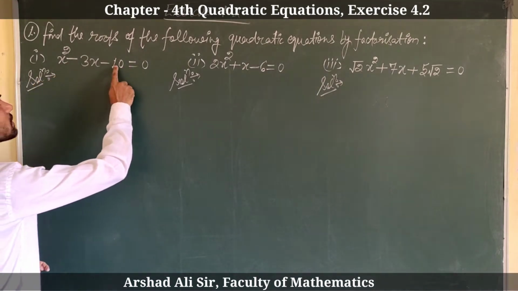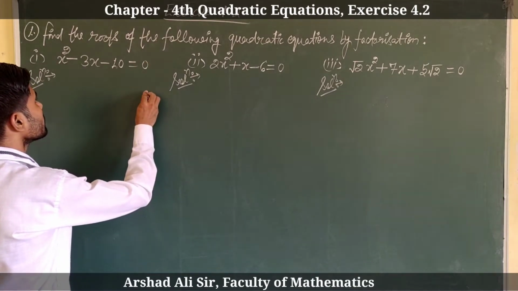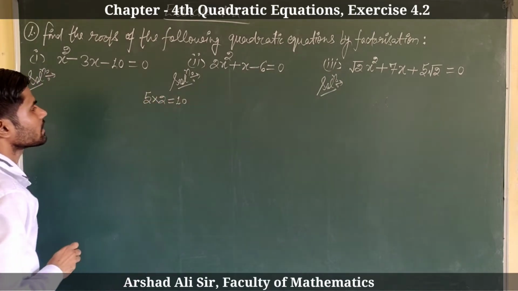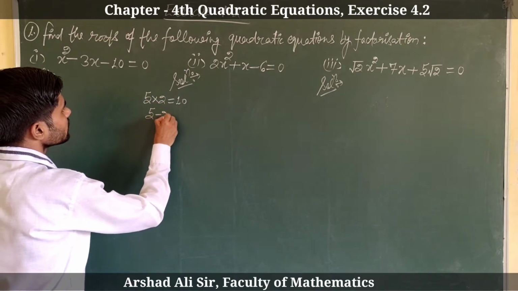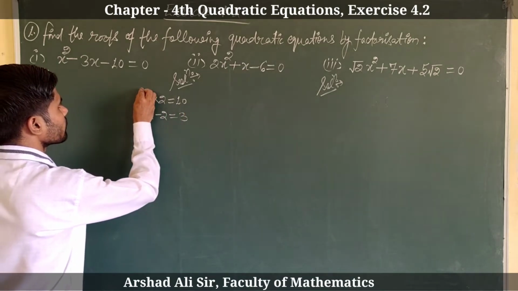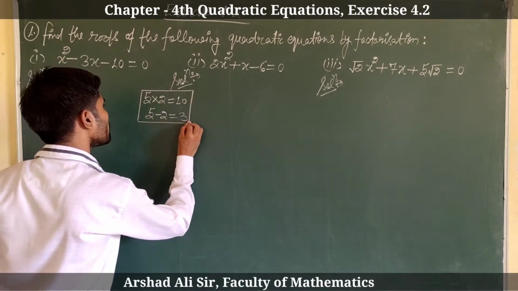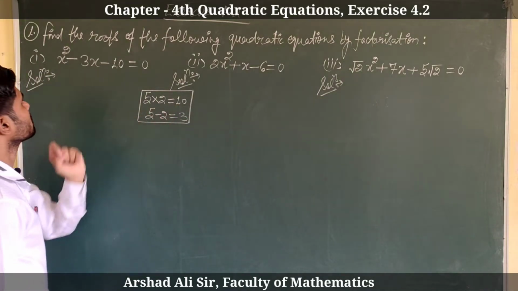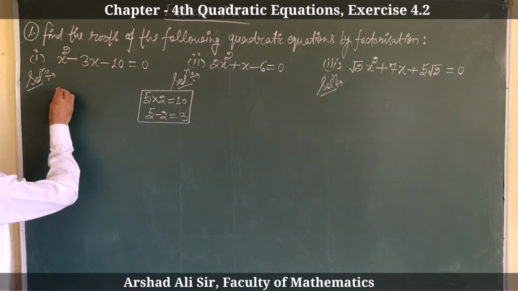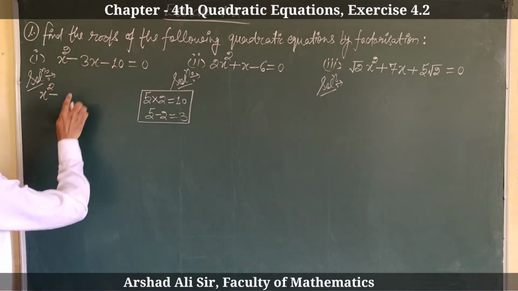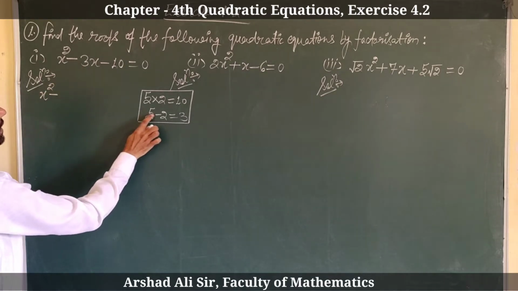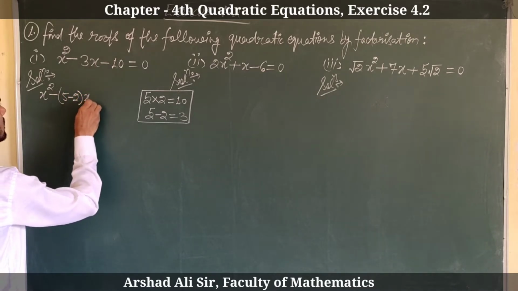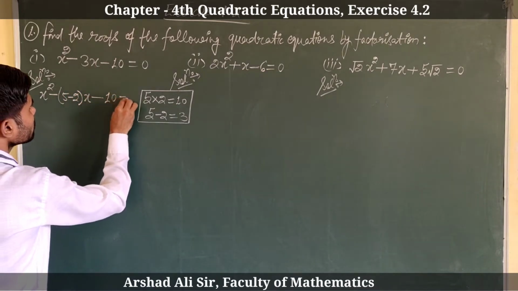Here the constant term is 10 and we know that 5 multiplied by 2 is equal to 10 and 5 minus 2 is equal to 3. I hope you have no problem in this context. 5 multiplied by 2 is equal to 10 and 5 minus 2 is equal to 3. Here we can apply x square minus, instead of 3 we can write 5 minus 2 into x, minus 10 is equal to 0.